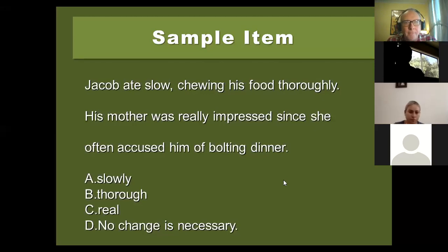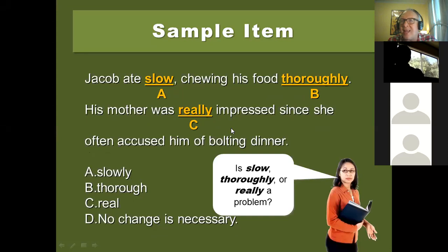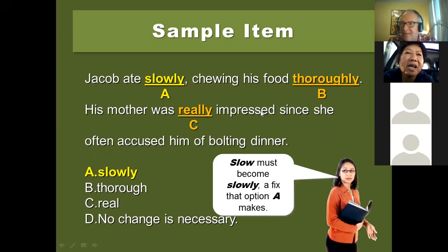Yes. All right, so here we have three words: slow, thoroughly, really. Which one is incorrect? Which one is wrong? Which one is a problem? Slow, thoroughly, or really? Slow is the problem, right? It should be slowly. Slow should be slowly because we're describing an action. Adverbs describe verbs.